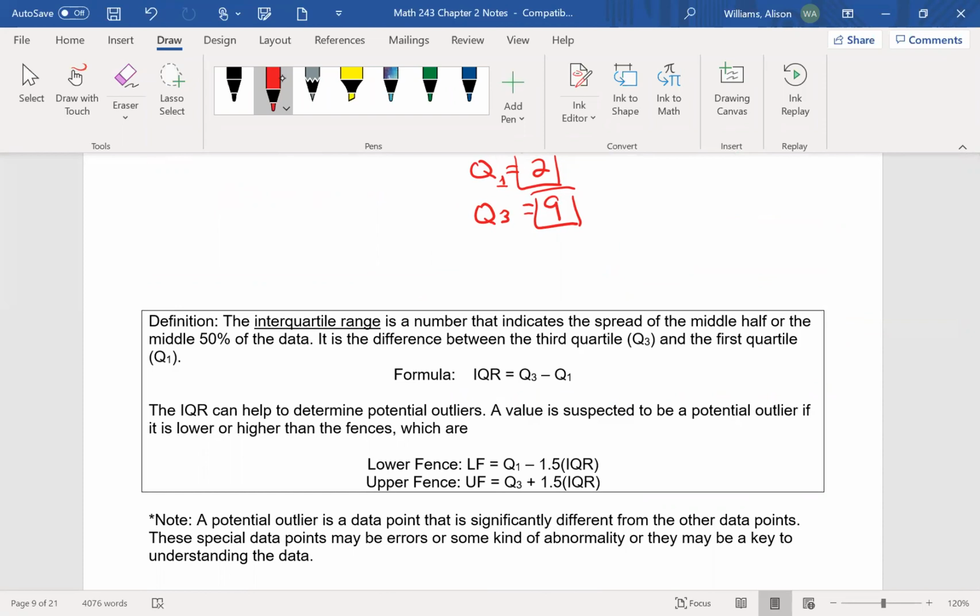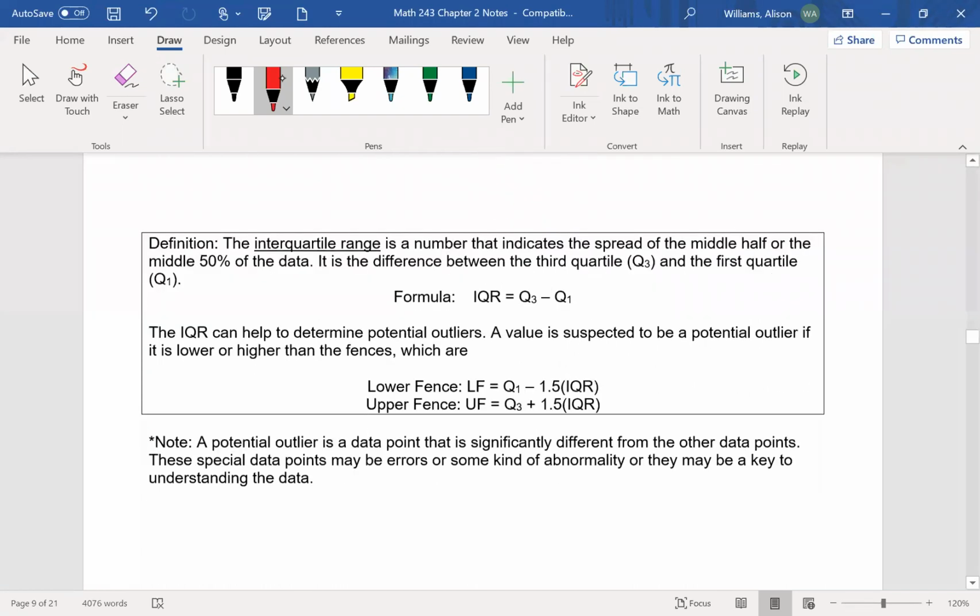We can find an outlier if it happens to be lower or higher than these cutoff marks, which we call the fences. The lower fence is Q1 minus 1.5 times the IQR, and the upper fence is Q3 plus 1.5 times the IQR. So 1.5 always stays the same. A value that is smaller than the lower fence is going to be an outlier, and a value that is bigger than the upper fence is going to be an outlier.